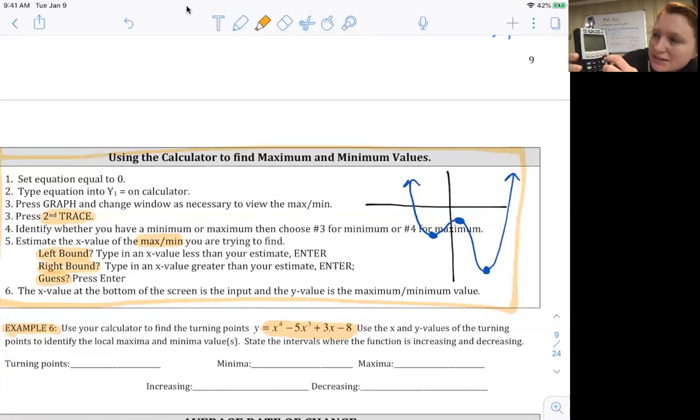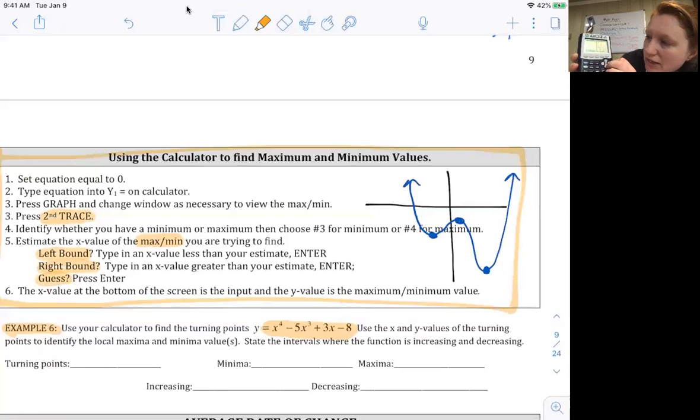The first thing it says is left bound. You can move your arrows left and right, okay? And you see how that cursor moves with it? I want to be left bound of that point. So if my point is right here, I don't know what it's at, but I want to be to the left of it. Any point to the left of that point. And I'm going to hit enter.